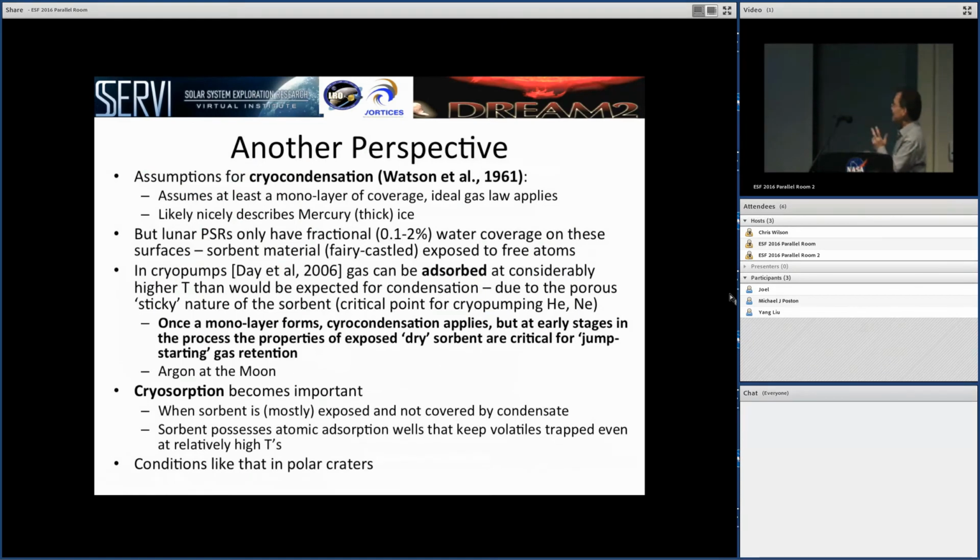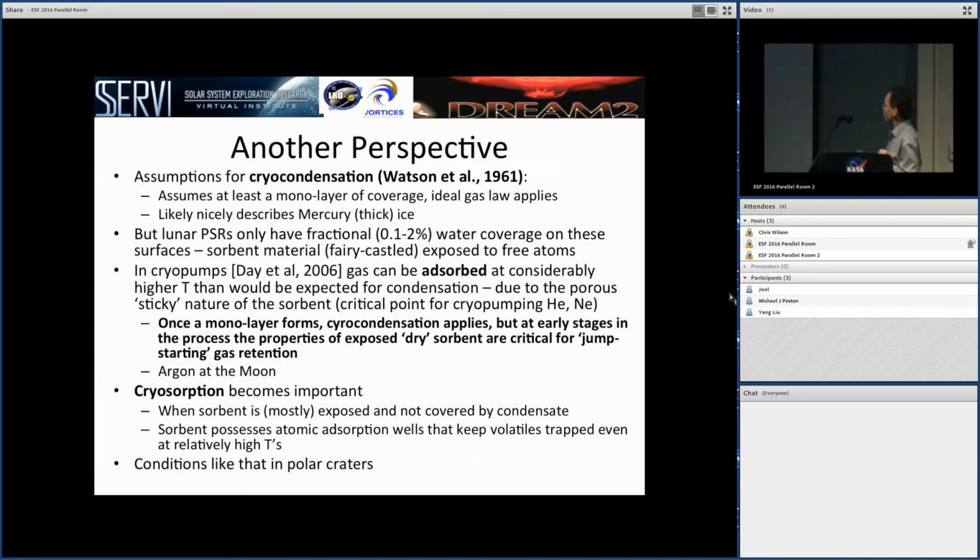But in fact, even though this might be great at Mercury where you've got a block of ice, at the moon, it's not clear you have a full monolayer. In fact, you have this kind of fractional coverage where you might even have a mix of water ice with the regolith. And you have a lot of the sorbent material, this sort of activated lunar regolith, exposed to the free atoms that are coming in.